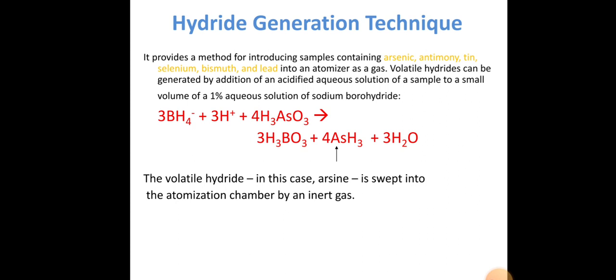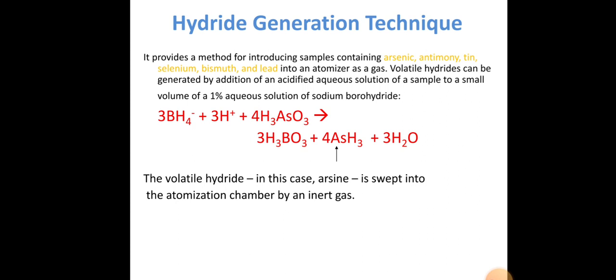Sodium borohydride can reduce the sample, reducing the element to a hydride in an acidic media. As you see in this equation, BH4 minus plus 3H plus plus 4H3AsO3 gives 3H3BO3 and 4AsH3. This AsH3 is the hydride of arsenic.